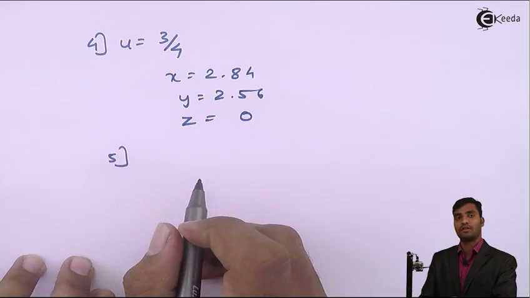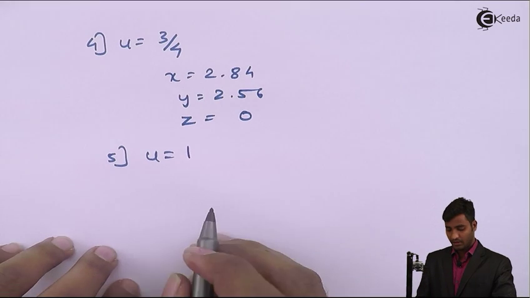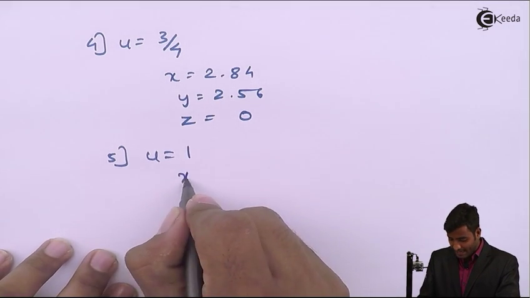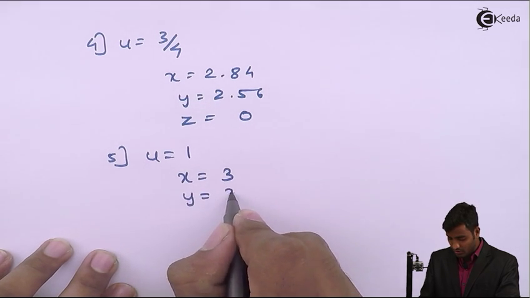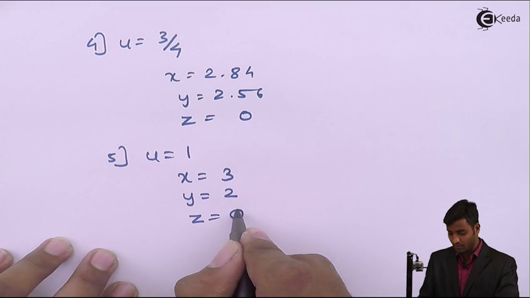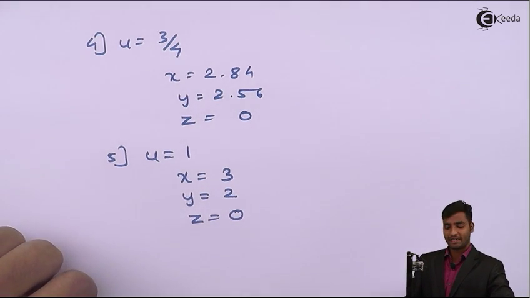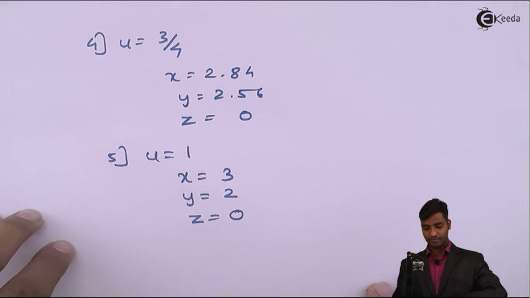And the last, fifth one, is u equal to 1. By replacing the value of u as 1 in equation 1, I get the value of x as 3, the value of y as 2, and the value of z as 0. So we have found out the pixel values. Now we will plot this on the graph.